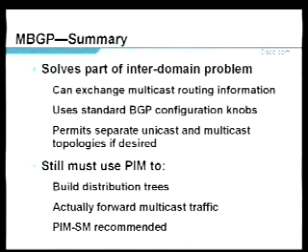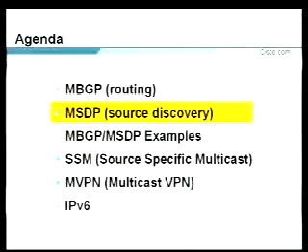So multi-protocol BGP, multicast BGP, now solves part of the interdomain problem. You can now control your traffic and assign policies to it just like you can with BGP, but we still need PIM to do the actual forwarding. MBGP, again, just allows us to control that traffic. So that leads us to the next piece of the puzzle, and that is MSDP, which is required so that we can discover sources out there.